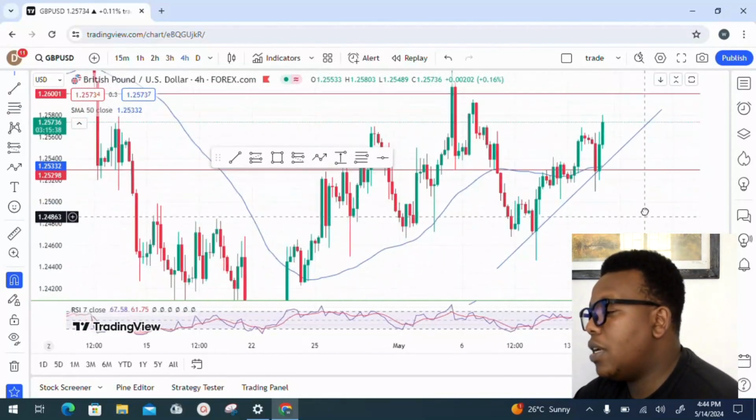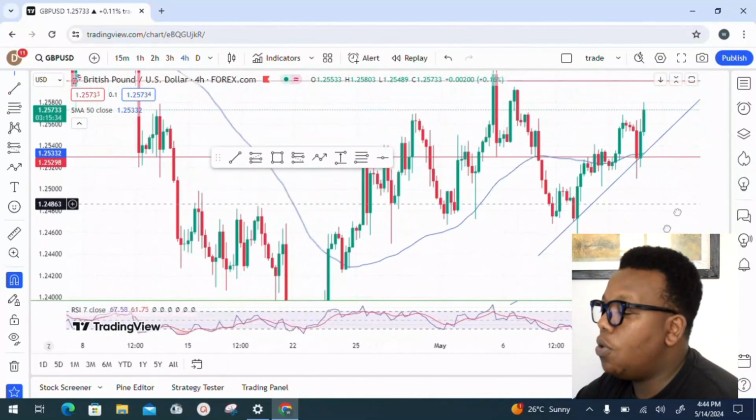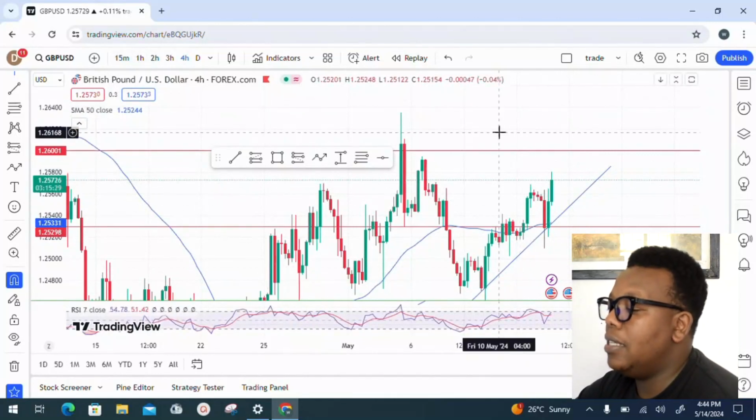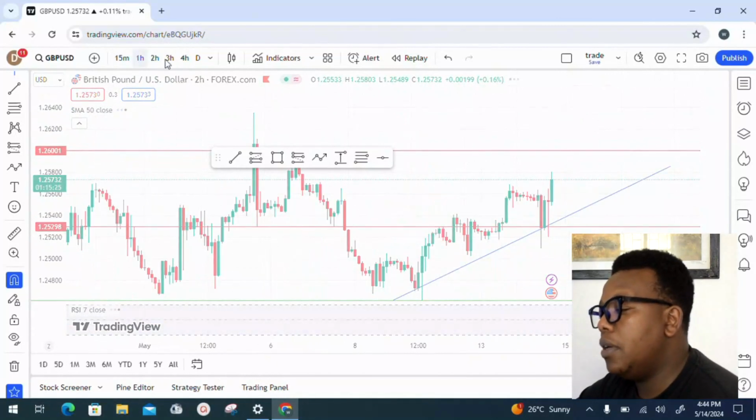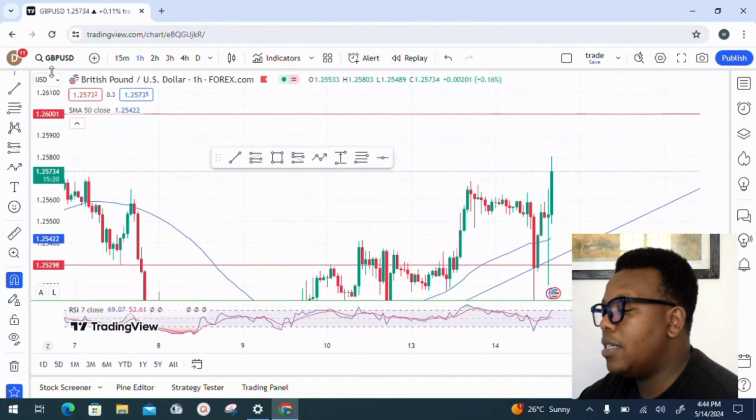So for this case, you can see right here the market has been in an uptrend for a while, so we anticipate the market is continuing to make those new higher highs and is escalating to higher levels. So if you proceed to the 1 hour time frame, you can see that's the same case happening here.